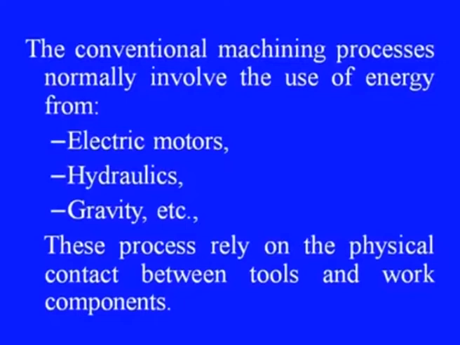The conventional machining processes normally involve the use of energy from electrical motors, hydraulics or gravity, etc., as we have seen in most of the conventional machines. Like in lathe machines we use electrical motors, then in some of the machines like press working machines we use hydraulic power. Then in some machines like stamping, we can use gravity and so on, and these are considered to be pretty conventional methods of producing a part.